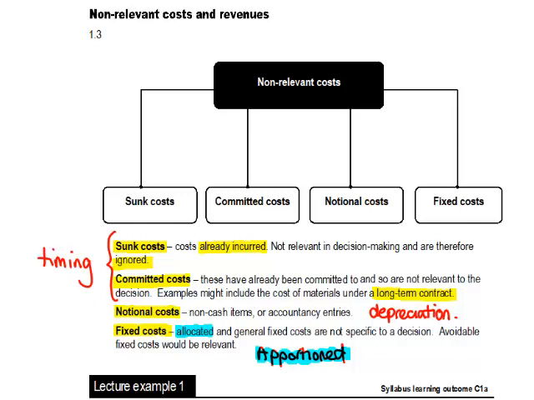However, we do have other costs that are fixed that might be specific to a decision. So, for example, our decision might require us to rent another warehouse and incur some more rental costs. So that would be a relevant cost. So it's important here to think about whether or not the fixed cost is going to change as a result of a decision, or whether it's going to stay the same.